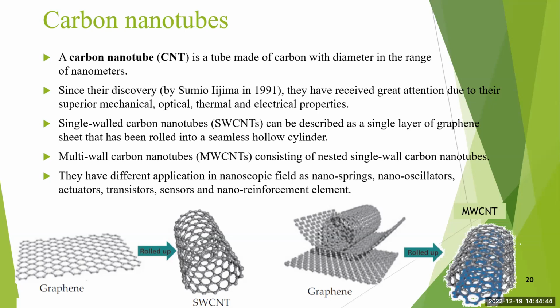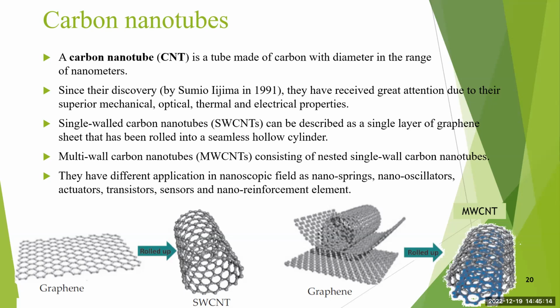We have carbons that make hexagonal lattices here, and carbon nanotubes can be considered as a graphene layer that is rolled into a cylinder. Of course, it is not really made by this. We have very special methods to construct carbon nanotubes, but we can consider that it is formed by rolling of this graphene sheet. And we can also have multi-wall carbon nanotubes, which are nested single-wall carbon nanotubes.